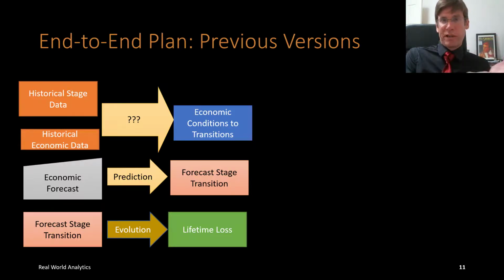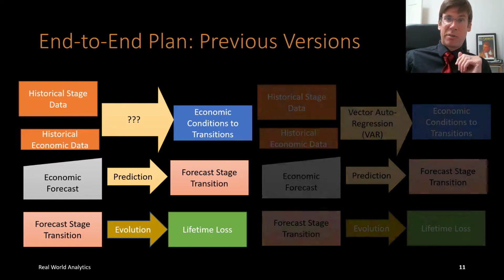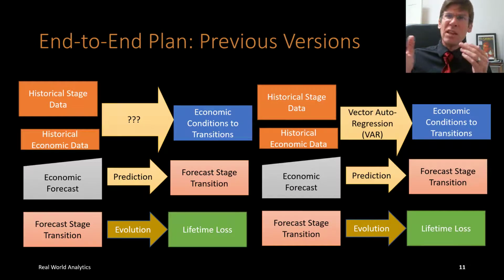And I had historical economic data. So from the Australian Bureau of Statistics, I had information on unemployment rate, interest rates, some other things that I thought characterized the economy, and I was looking at a way to possibly put those 2 data sources together to get some information on economic conditions to transitions using those 2 historical data sets.